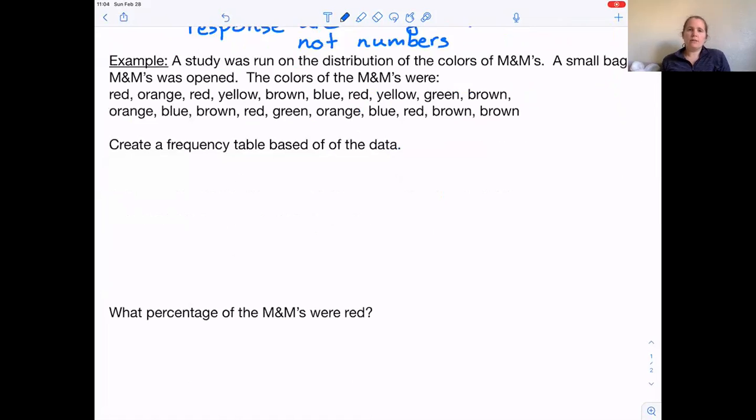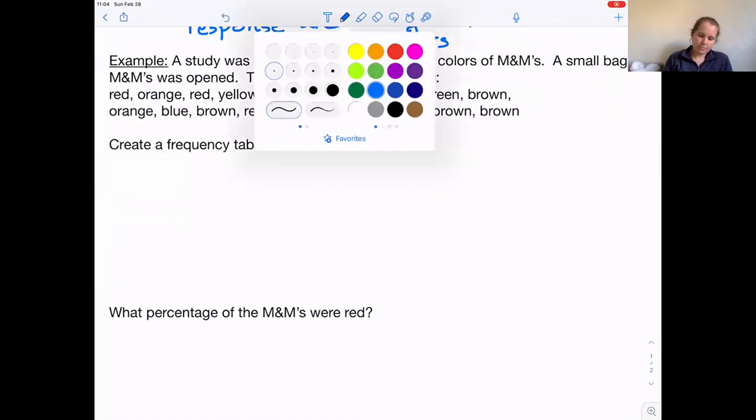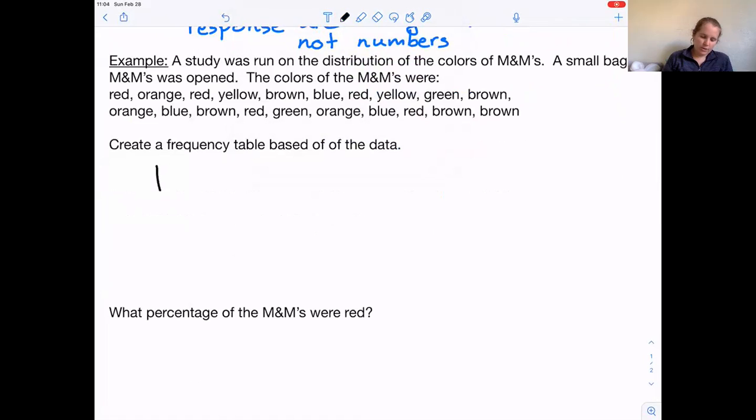The way a frequency table works is we will put the responses on one side, and then the frequencies. So we'll have the response, or the color, and then the frequency. Frequency, again, is just referring to the count, like we had with histograms.